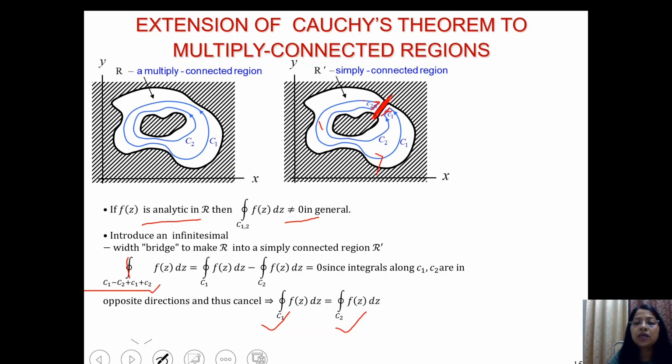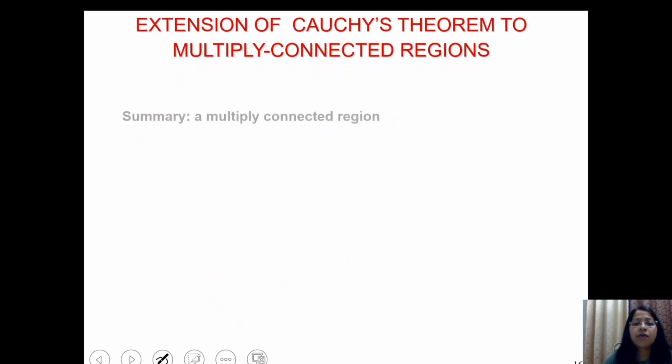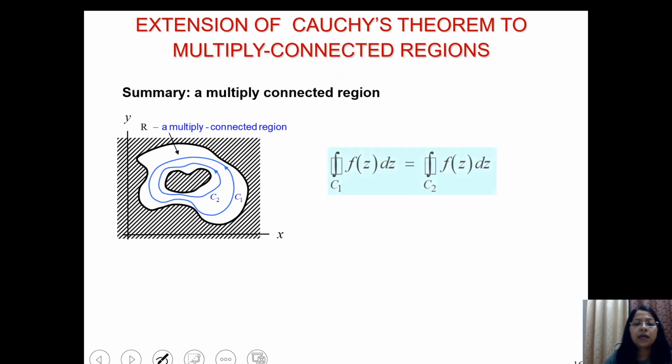So these two integrals get cancelled and we are left with the two integrals C1 and C2. Why is the negative sign applied here? Because the direction of one curve is opposite to the other, right? So this integral has to be 0 if we apply Cauchy's theorem here. So this gives us the result that the integral along C1 of f(z) dz is equal to the integral along C2 of f(z) dz. Similarly, we can do this for many multiply connected regions.